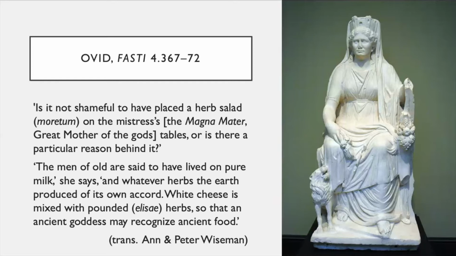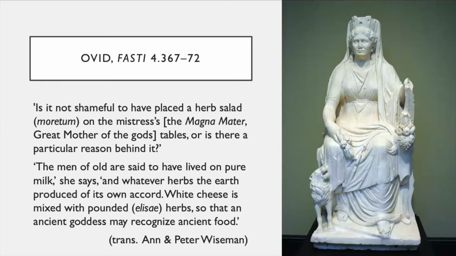Now, this simple offering, the herb salad, so-called, the Moratum, is described and explained in this passage. Ovid asks, is it not shameful to have placed this Moratum on the mistresses', on the gods' tables? Or is there a particular reason behind it? Of course there's a reason. The Muse says, the men of old are said to have lived on pure milk and whatever herbs the earth produced of its own accord. White cheese is mixed with pounded herbs so that an ancient goddess may recognize ancient food.